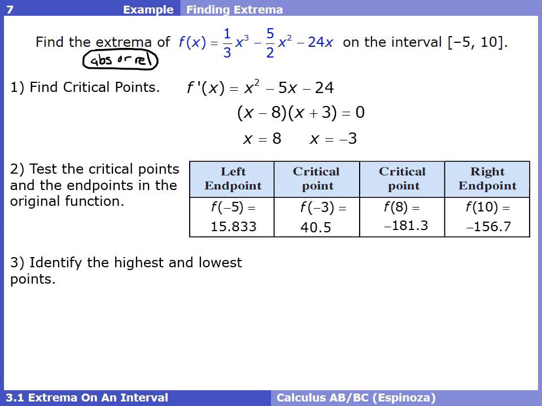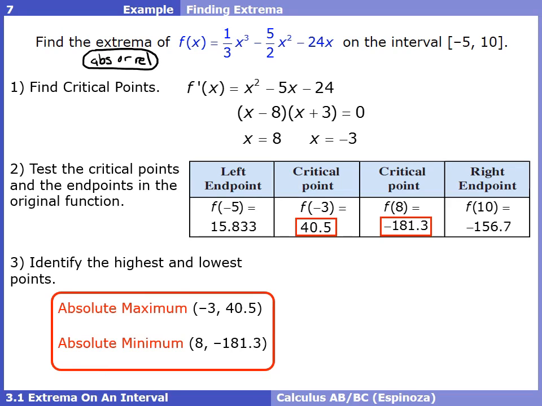So it's pretty easy to identify our absolute max and our absolute min now. We can see that the highest point of this graph occurs at -3. We can see the lowest point in this graph occurs at +8. So those are our absolute max and our absolute min. Our absolute max is again at -3, 40.5, and our absolute min is at 8, -181.3.